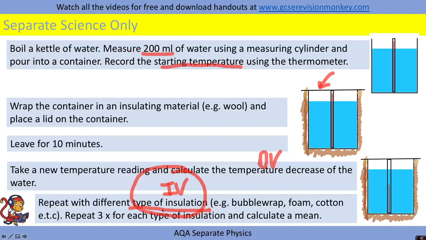For example, rather than the type of insulation, they could get you to stick with one type, for example our wool here, but perhaps investigate the thickness of the insulation and how that affects the temperature change. So in that case you'd start with a thinner piece, do your readings and then repeat the experiment with a thicker piece of wool, calculate the temperature decrease and again change the thickness and so on.